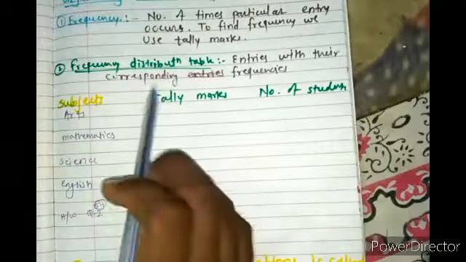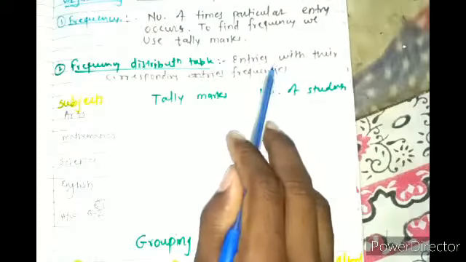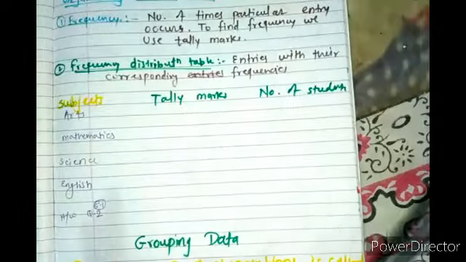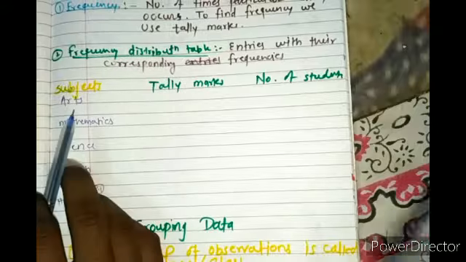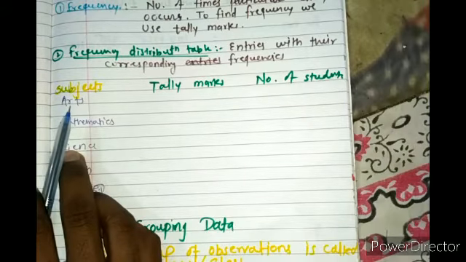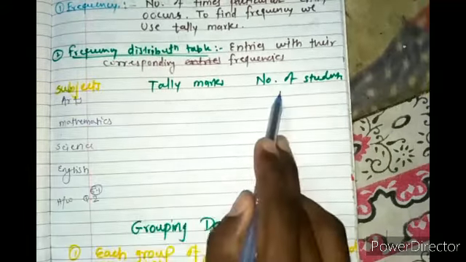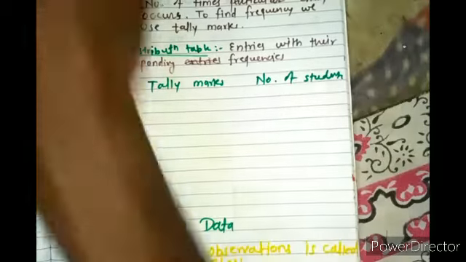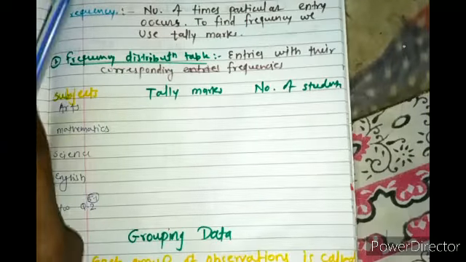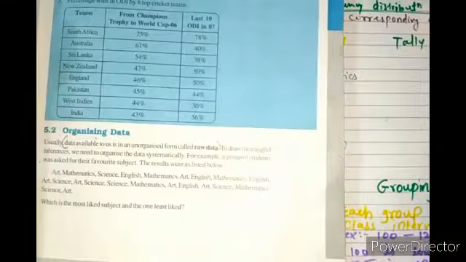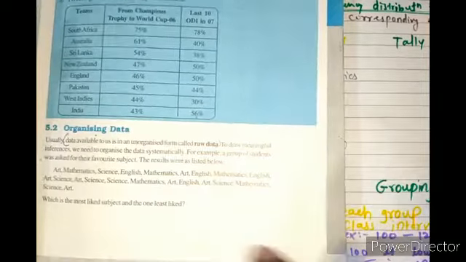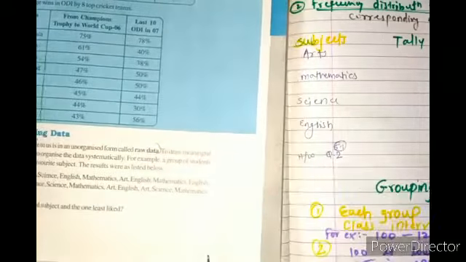And what is a frequency distribution table? Entries with their corresponding frequencies is the frequency distribution table. Now I am going to solve this question which belongs to the subjects, tally marks and number of students. Here they have given the subjects, right? So we have to identify the number of students by making the tally marks. So I am taking one by one.